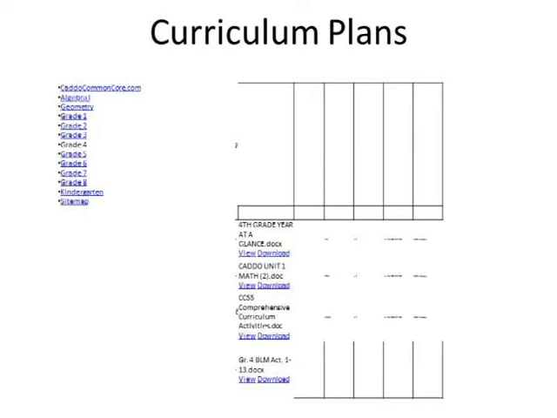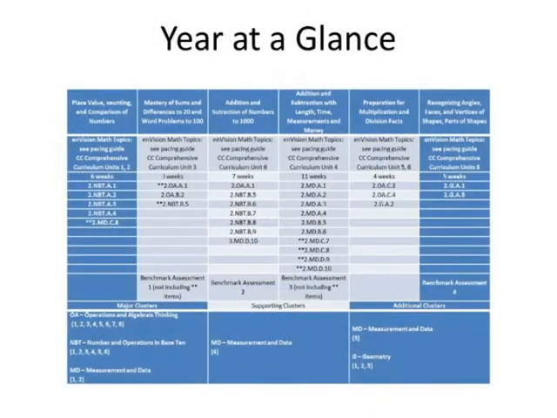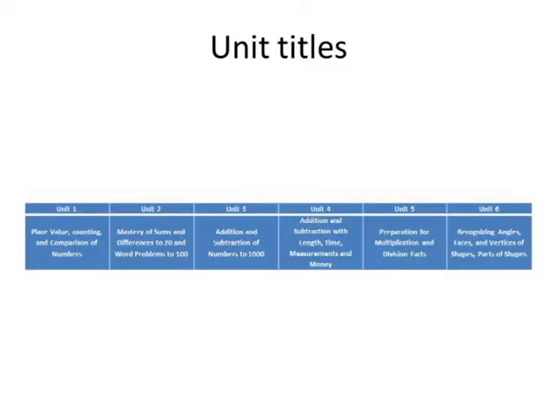The first thing that you might find on the Caddo Common Core website under the curriculum plans would be a year at a glance. You will also find things like the unit plans. You will find a unit plan template. You will find the Unit 1 plan for most of the grade levels already developed by the teacher leaders. You will also find a pacing guide, which is a work in progress that you are to use to guide you and put your resources on.